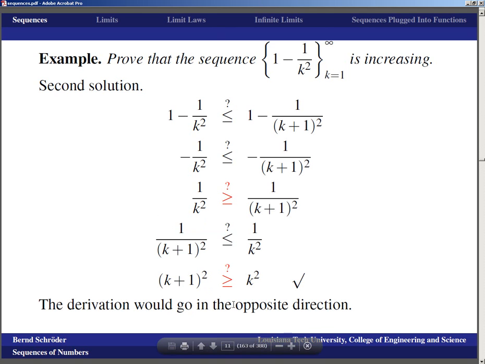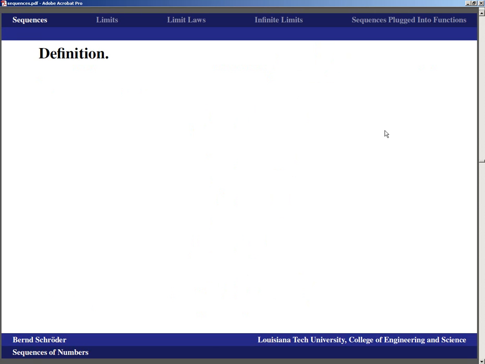Note that a formal derivation would actually go in the opposite direction, because a formal derivation starts with something that is true, such as (k plus 1) squared being greater than or equal to k squared, and deriving from that that this is true, that this is true, and that this is true. As long as all the steps are reversible, we're going to keep working in this fashion here, however. Okay, so that takes care of this increasing sequence.